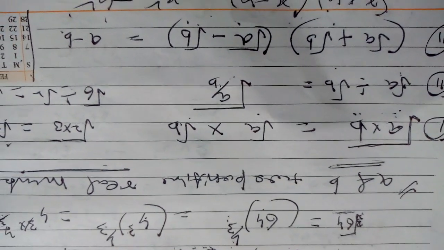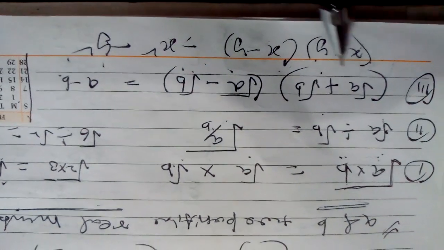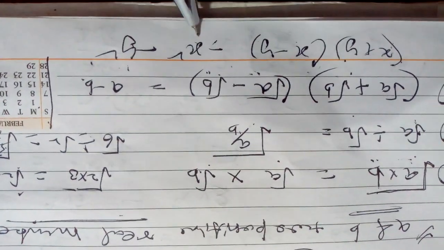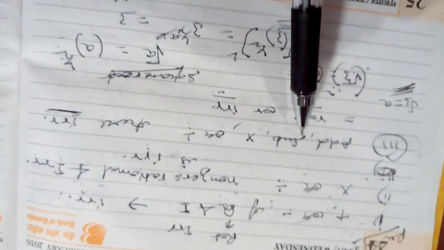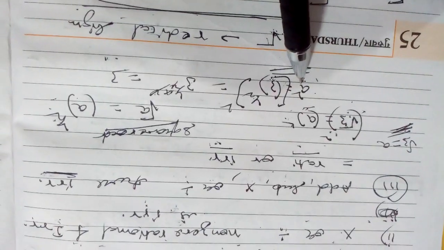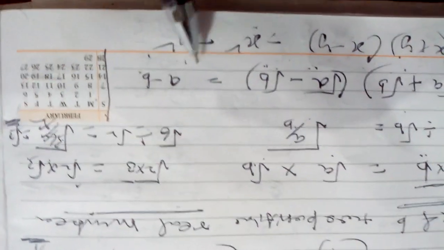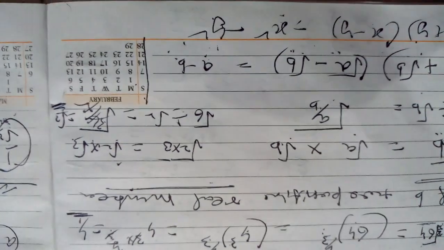Another one: A plus B times A minus B will be A square minus B square, the third identity. So root A plus root B times root A minus root B is equal to root A square minus root B square. And here you know the square of a number; you get it without the root. So same thing here: root A square is A, root B square is B.